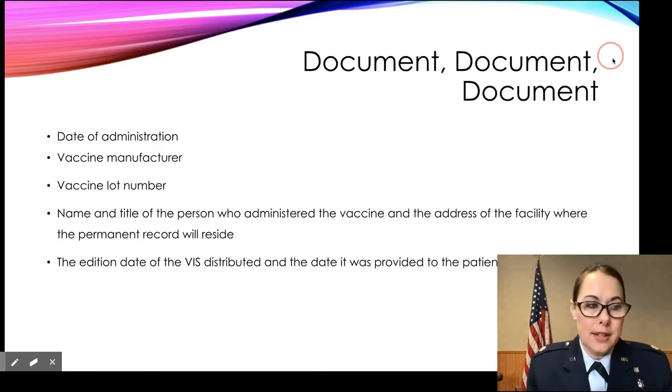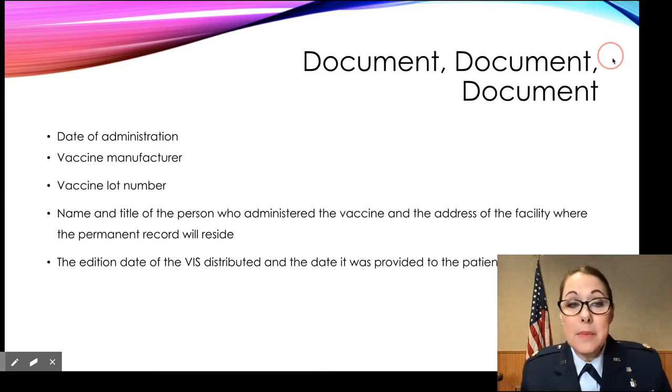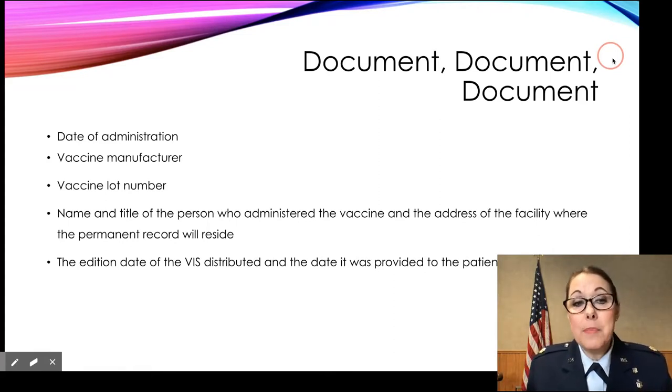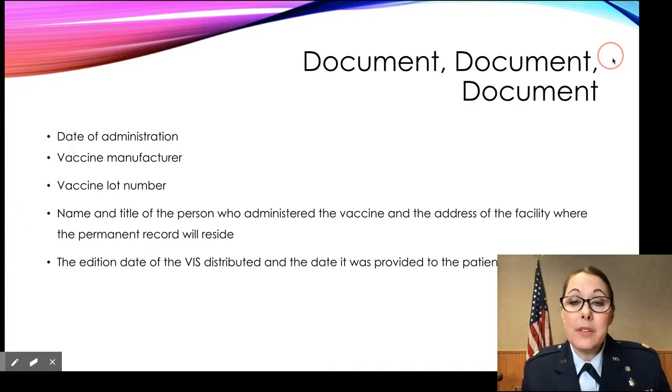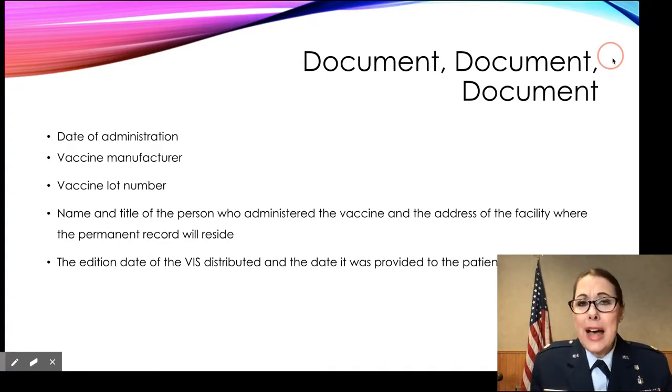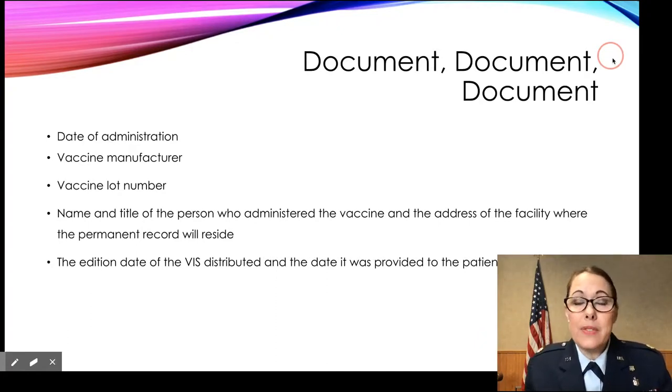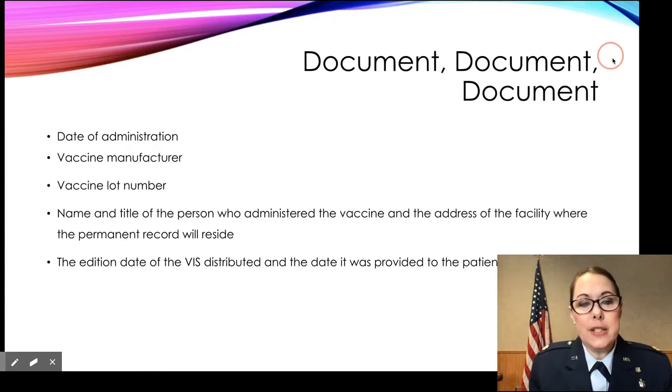And then document. You want to document the date of administration. They need to know the manufacturer, the vaccine lot number, as well as the name, title of person. And again, make sure your lot and manufacturer are the same. Document which vaccine information sheet you gave, so which VIS was given out. They're updated periodically. It's really important that the most updated one be the one that you give to that patient. And these records can be kept for a long time.